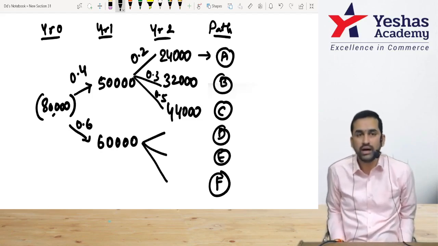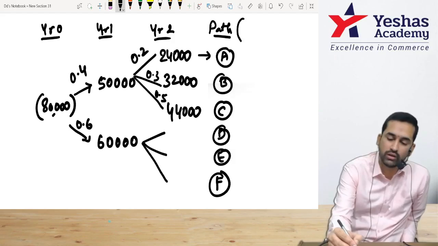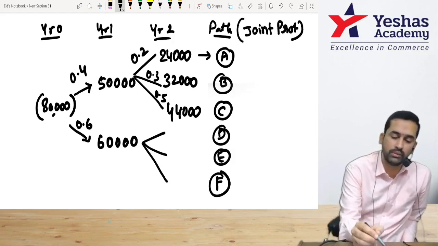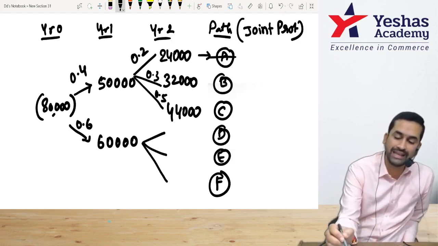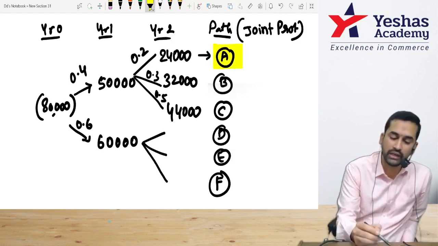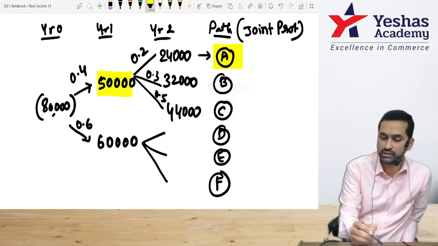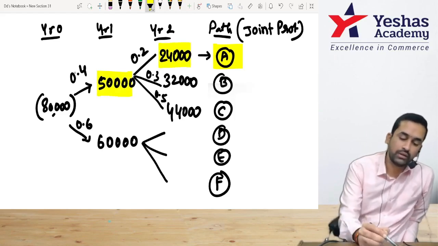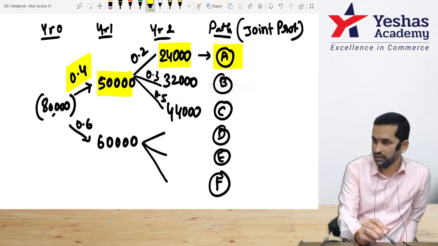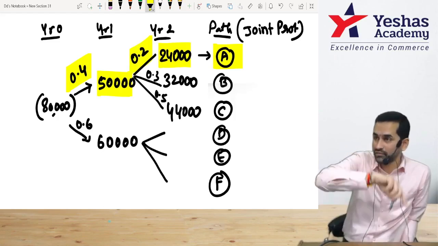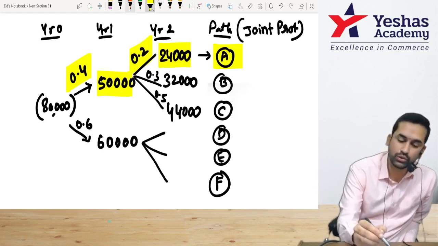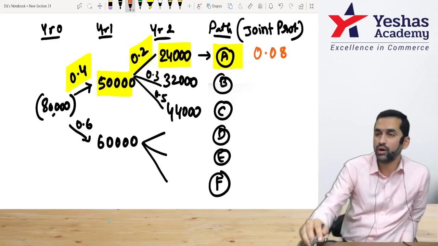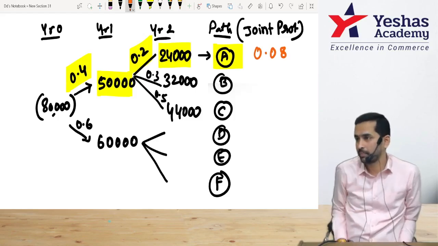This is called path, or some books along with path they even write joint probability. Now tell me, what is the meaning of joint probability? When will this path A is going to happen in reality? If you earn 50,000 in first year and 24,000 in second year. And for that to happen, there is 40% chance in first year and 20% chance after that in second year. That means you should do 0.4 into 0.2. Joint probability is 0.08. Understand?